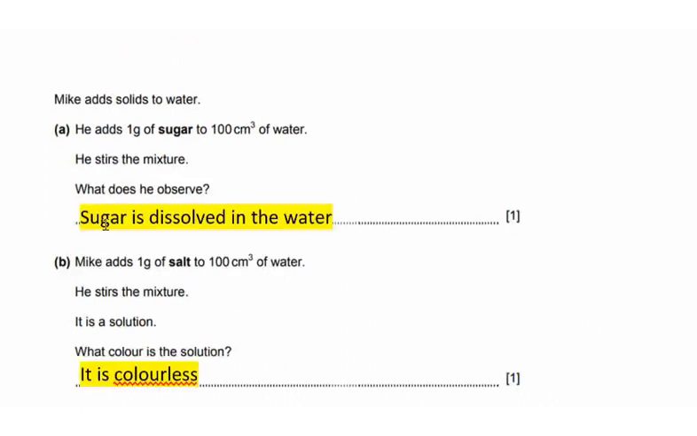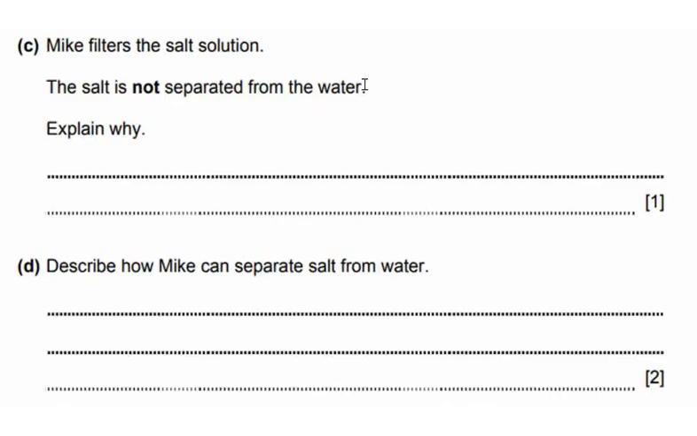Question A, sugar is dissolved in water. Question B, what color is the solution? It is colorless. Next question. Question C. Mike filters the salt solution. The salt is not separated from the water. Explain why. Question D. Describe how Mike can separate salt from water. 20 seconds from now.